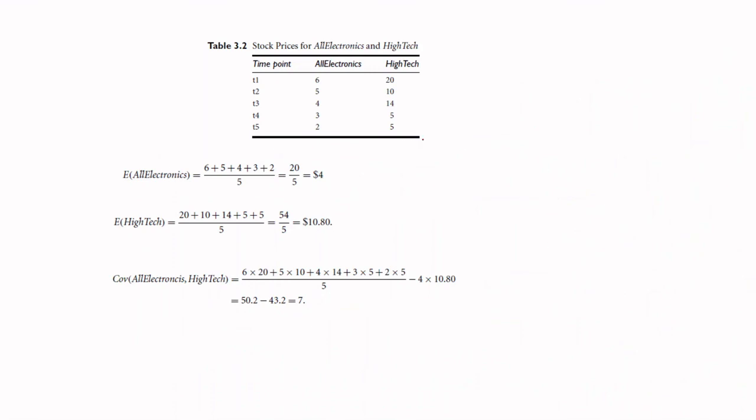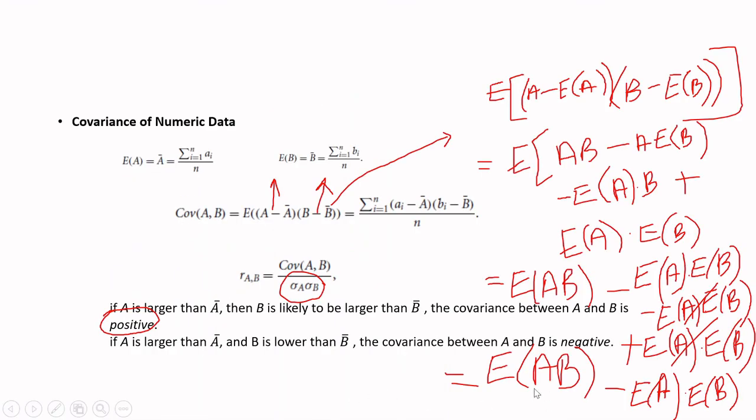So here we have an example. You have stock prices of two companies, AllElectronics and HighTech. These are the values at different points in time. Here we want to know whether there is a correlation between these two stock prices. First of all, you calculate the expectation value of AllElectronics, which, using this equation, you get $4. Similarly, the expectation of HighTech is also calculated and you get $10. Now, using this equation, expectation of AB minus expectation of A into expectation of B.